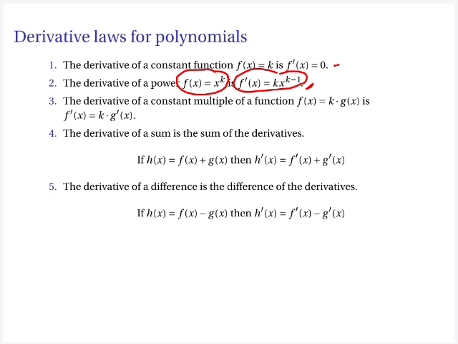The derivative of a constant multiple of a function is you bring out the constant. If you have a plus sign, you break along a plus sign, and if you have a minus sign, you break along a minus sign. These last 3 all follow from the rules for limits. It's this one, number 2, that we've added today to what we knew before.